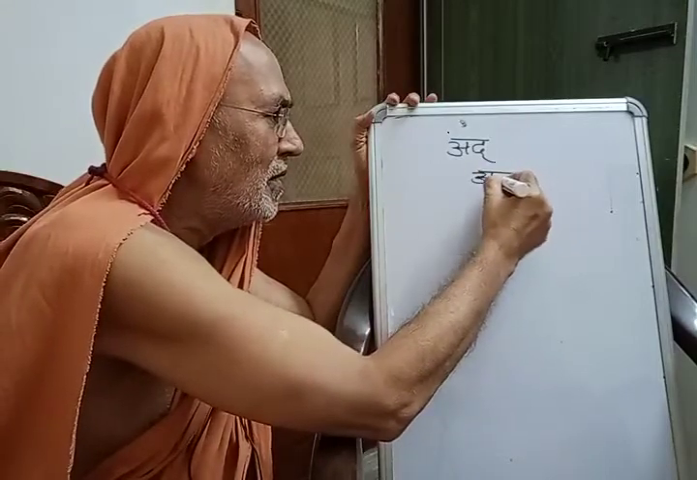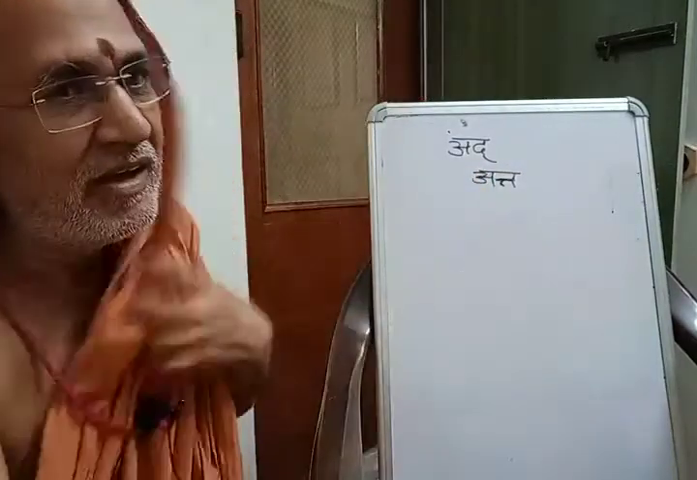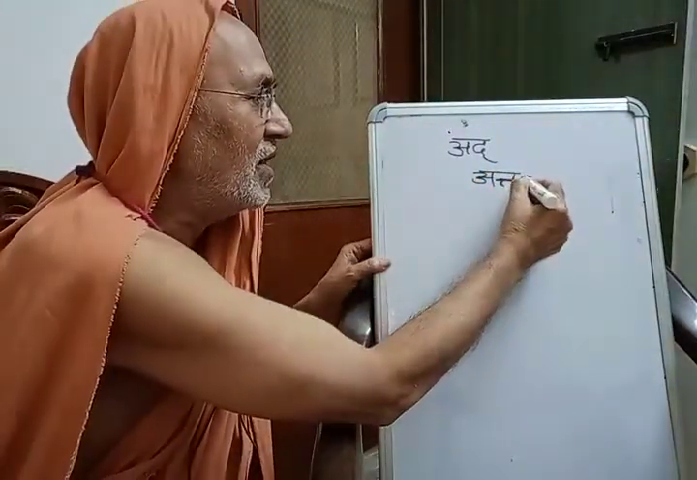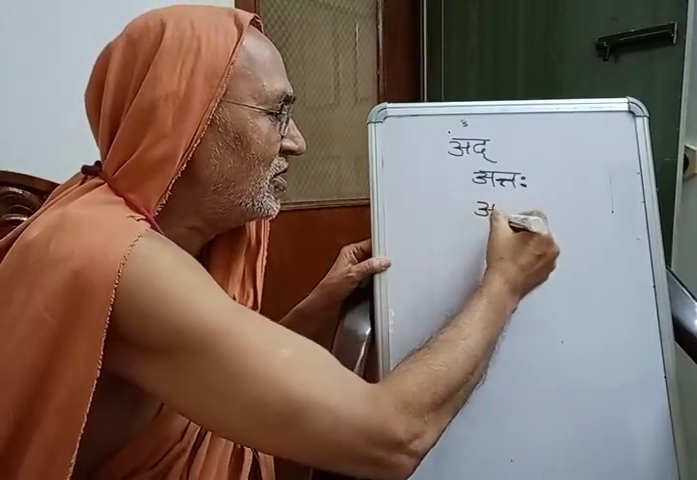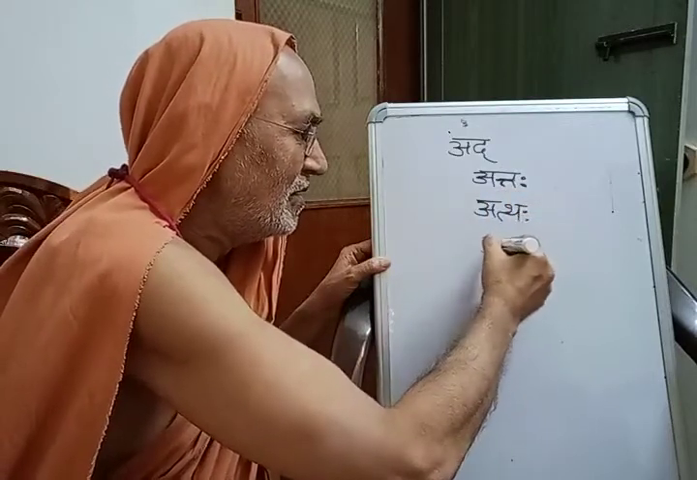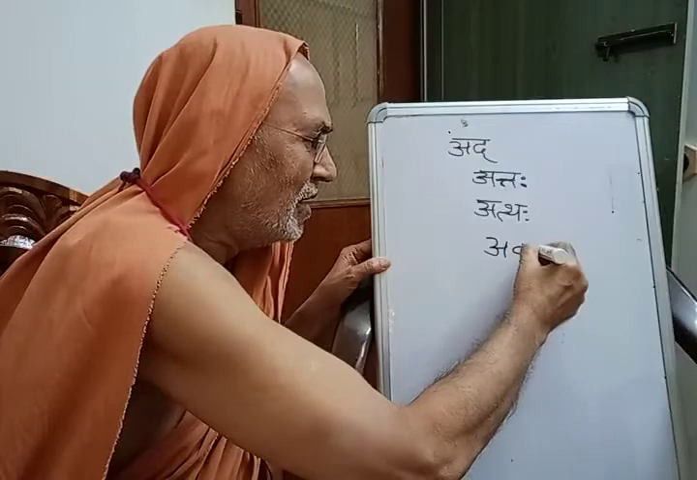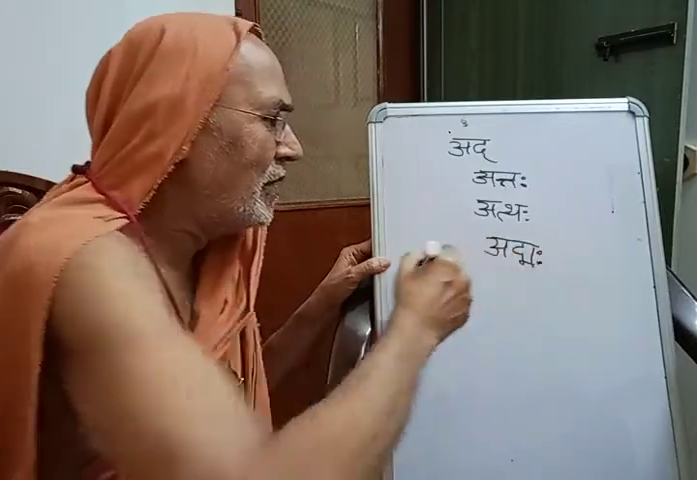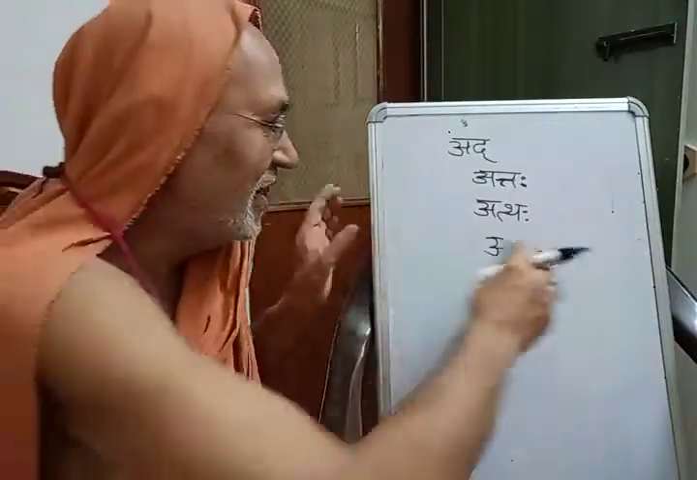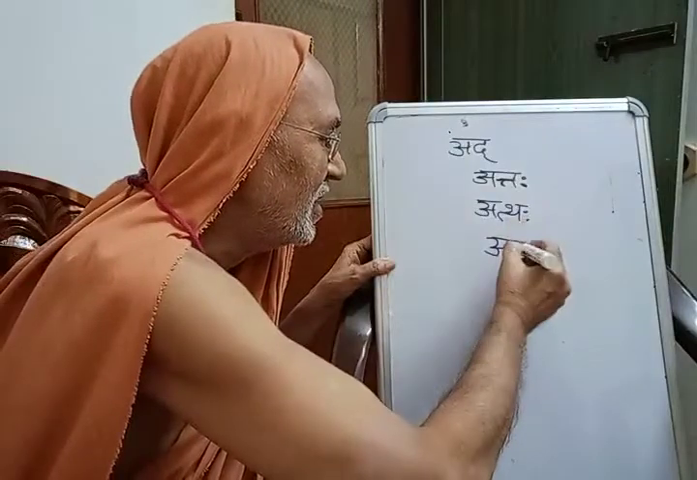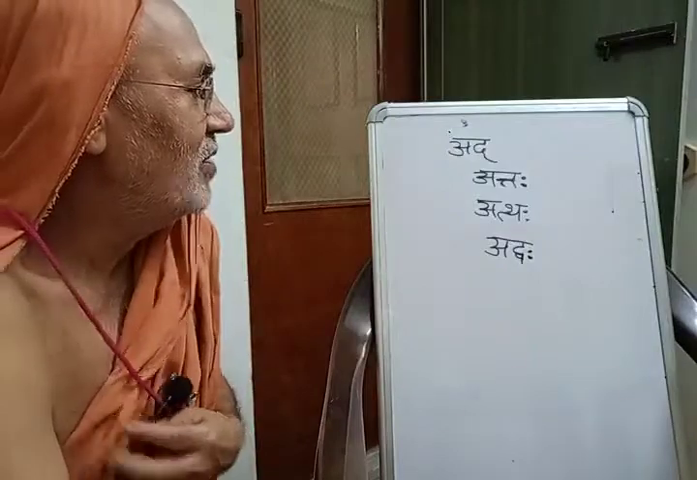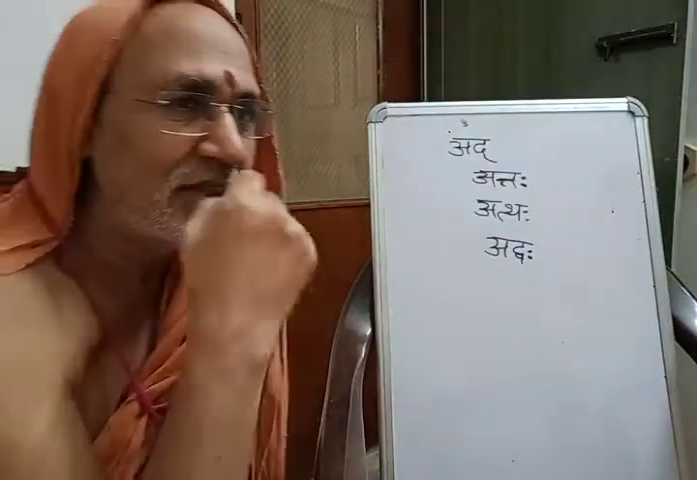The form is Ad plus Taha. Just like in the Ekavachana, Da changes to Ta. Therefore, Attaha. Middle is Attaha. Madhyama Purusha is Attaha. Then Uttama Purusha is Admaha. Admi, Advaha, Admaha. Advaha is Dvivachana, Admaha is Bahuvachana. Attaha, Advaha, Admaha. So Advaha, we both eat. Ad, to eat.